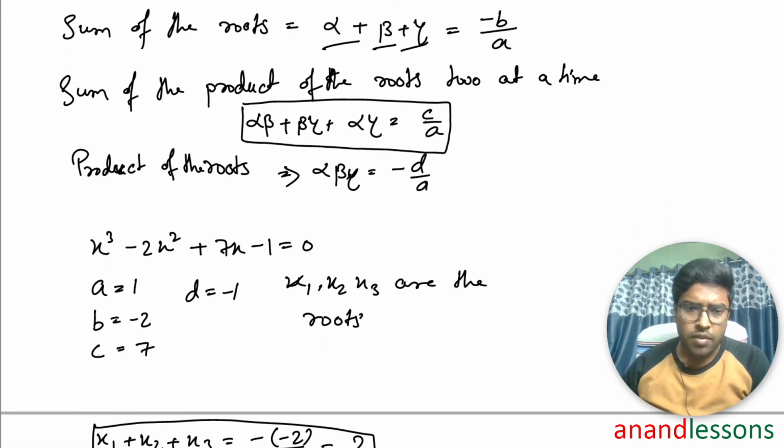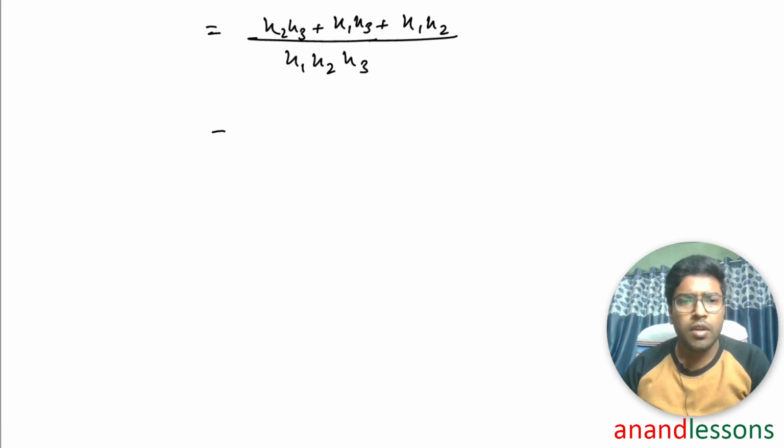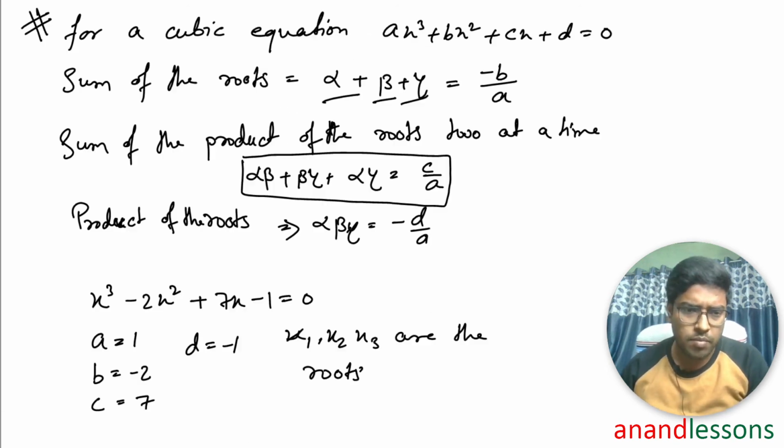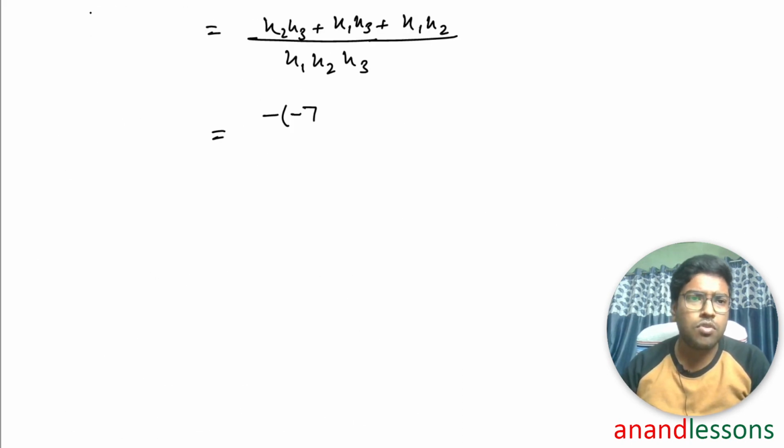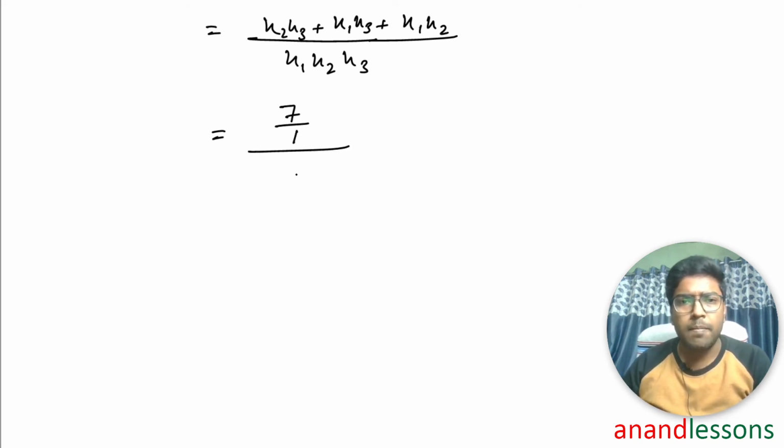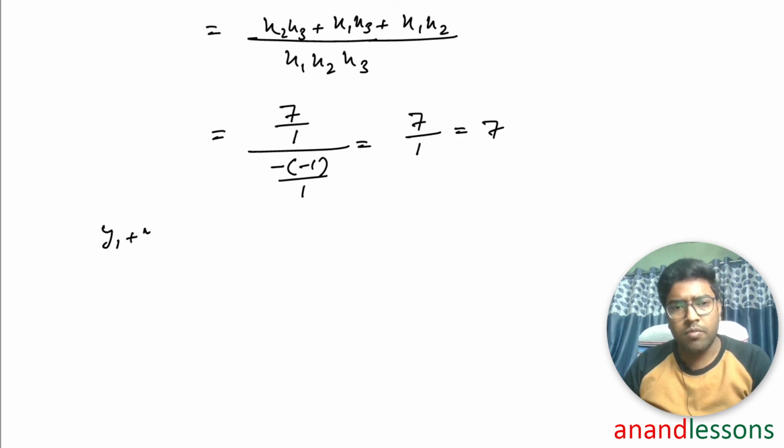Let me write it properly. I think I misjudged something. C is 7, so the numerator is 7, not minus 7. And 7 by 1 over minus d by a, where d is minus 1 and a is 1, will be equal to 7. So we have got the value of y1 plus y2 plus y3 is equal to 7.